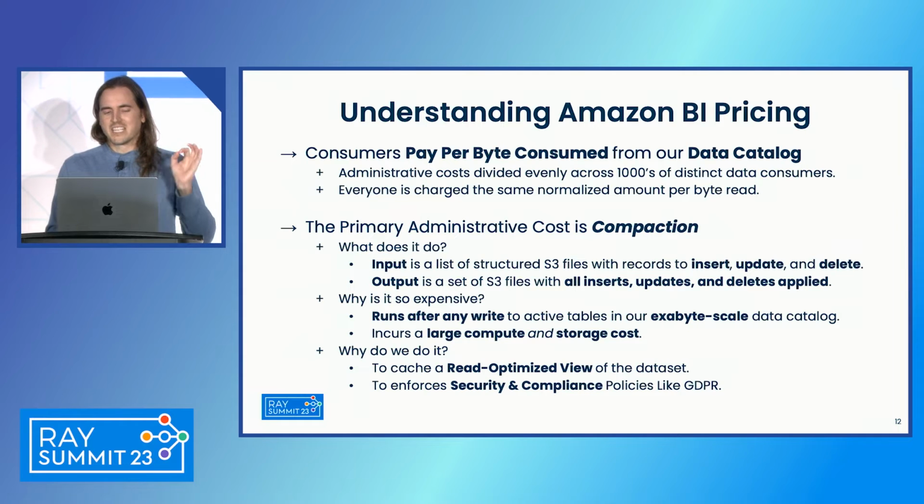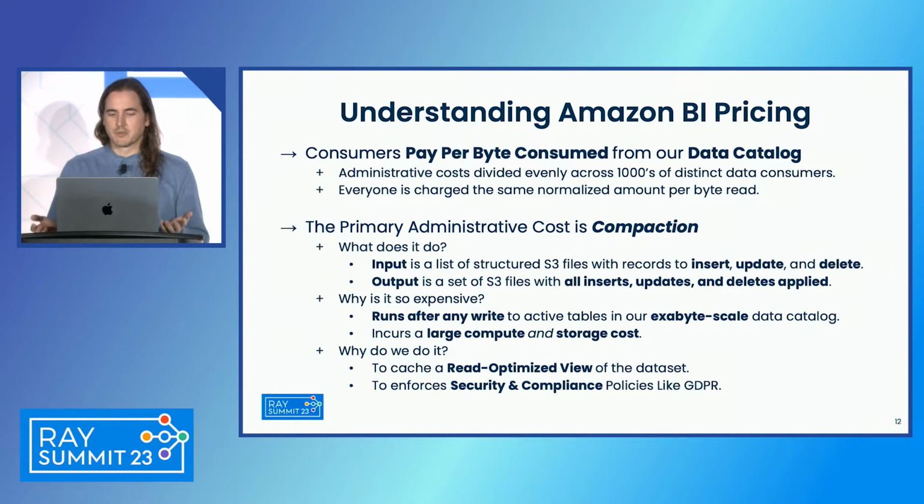And our biggest administrative cost, arguably, is compaction, which does just take this input list of structured S3 files that say, hey, these are records to insert, update, and/or delete from this running table of change history, right? And the output is a set of S3 files with all inserts, updates, and deletes applied. It's a merge, fundamentally, right? We've merged it in and said, hey, I did it for you. Here's the final result. Here's what the table should look like.